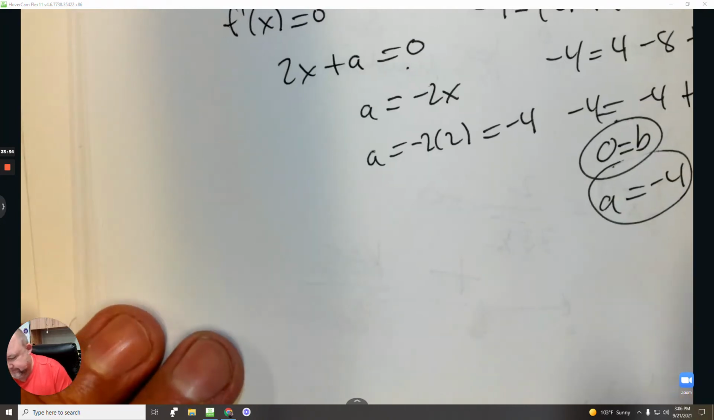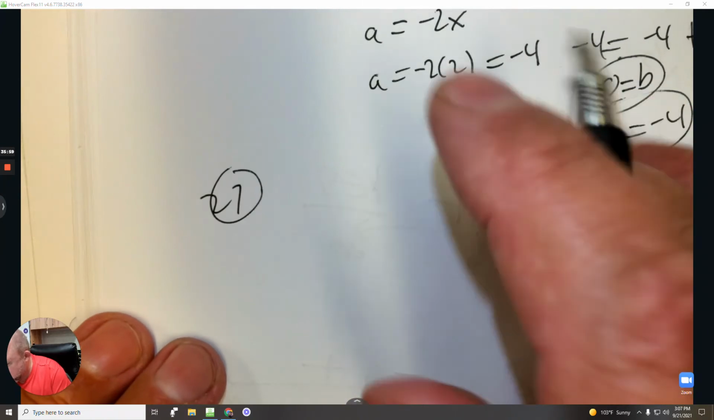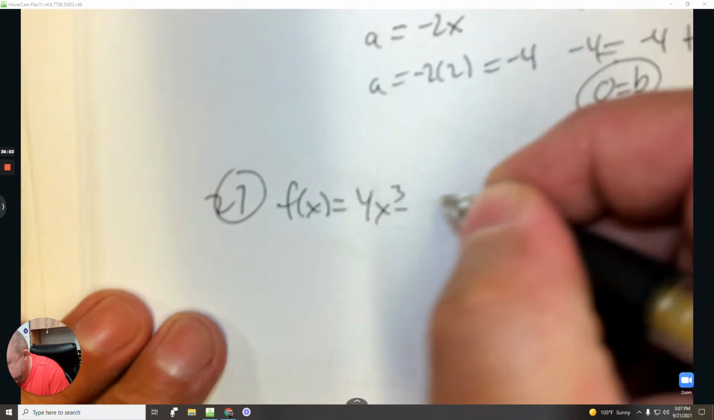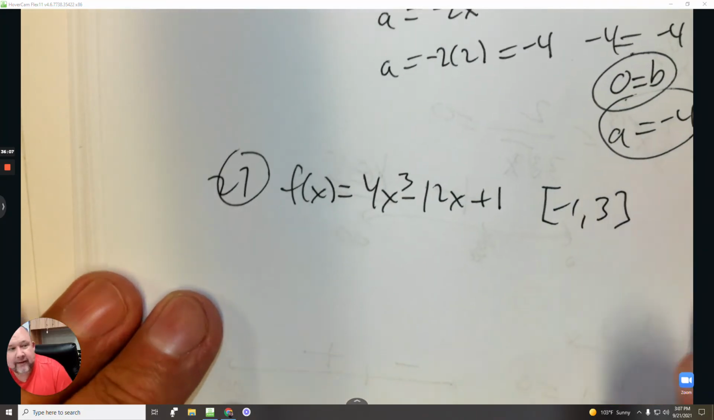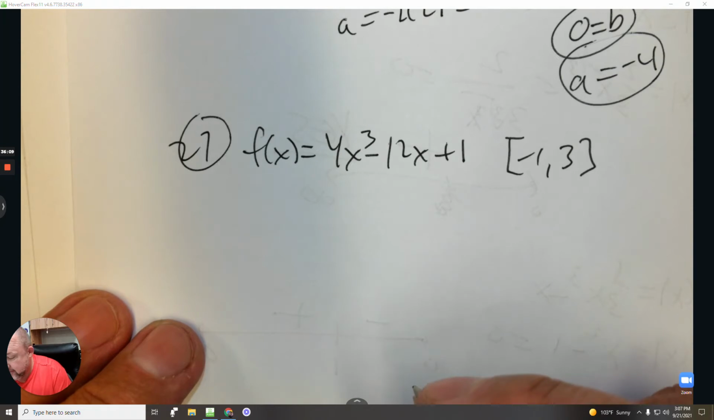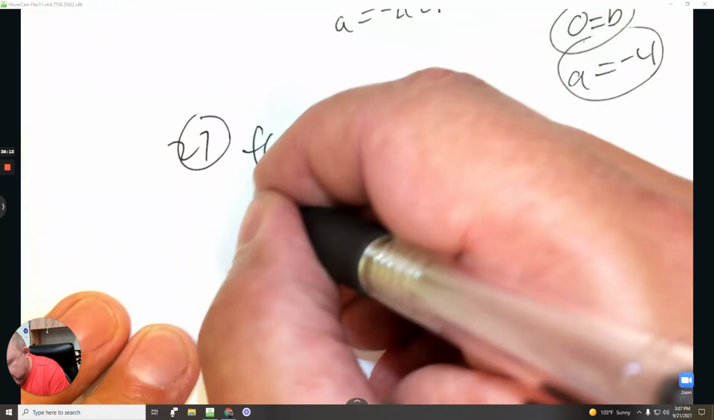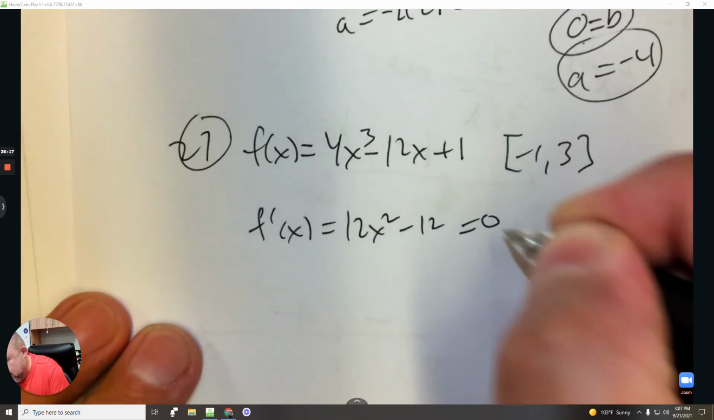27. Without using a calculator, find the absolute extreme. So we have a function. We have an interval. To find the absolute extrema means we're finding the greatest y value and the least y value. We're going to take the derivative. We're going to make it equal to 0.